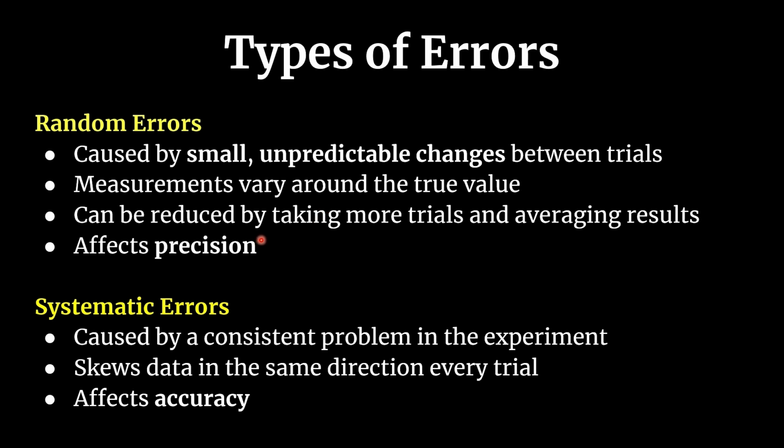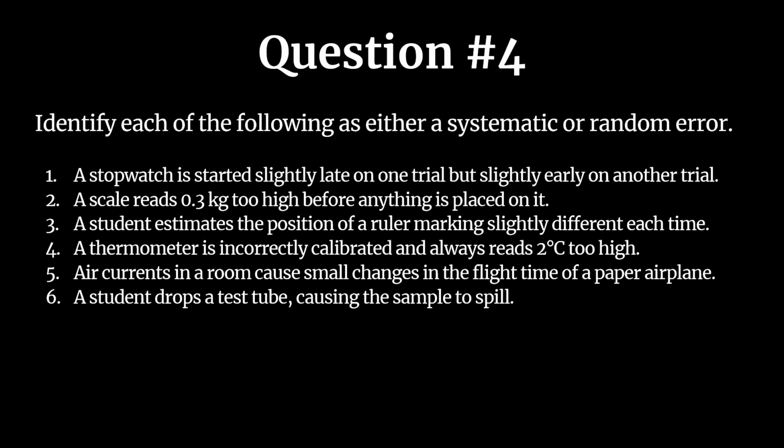On the other hand, systematic errors are caused by a consistent problem in an experiment, whether due to factors such as an incorrectly calibrated measuring tool. Systematic errors skew data in the same direction every trial, affecting accuracy. Next, let's identify which of the following are a systematic or a random error.